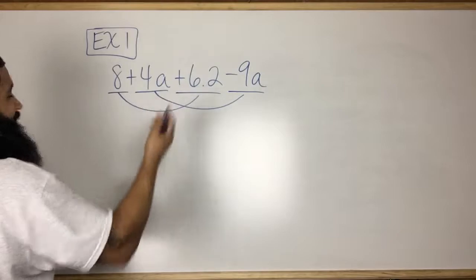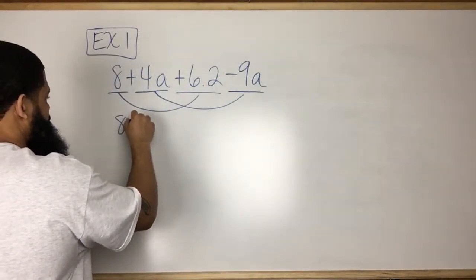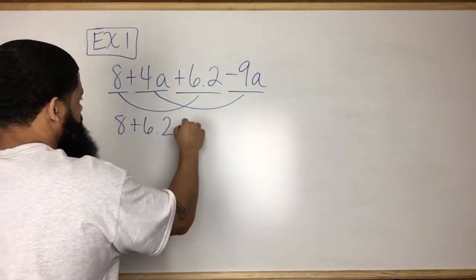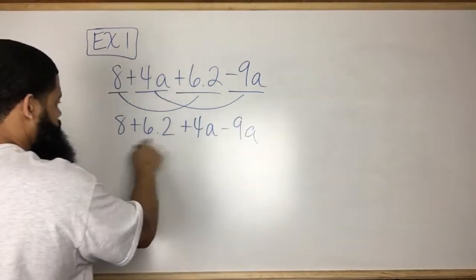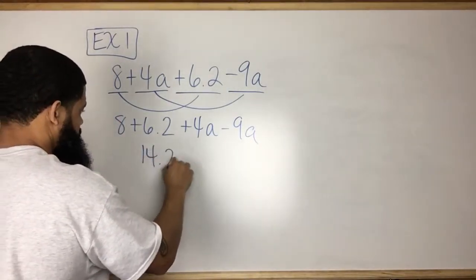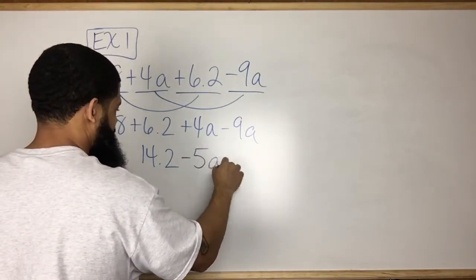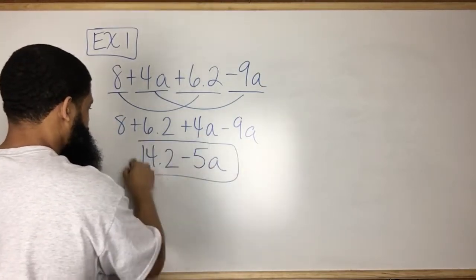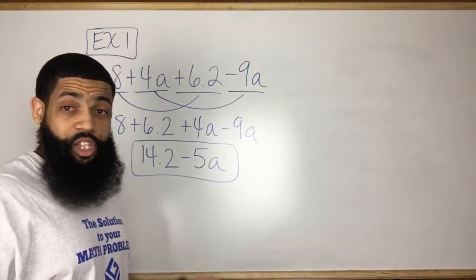Okay, so I'm going to rewrite this the simple way this time. I'm going to put the like terms next to each other: 8 plus 6.2 plus 4a minus 9a. And then we're just going to do the math. 8 plus 6.2 is 14.2. 4a minus 9a is negative 5a. And that is all we can do, because 14.2 and 5a, they're not like terms.